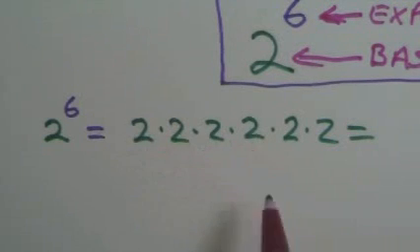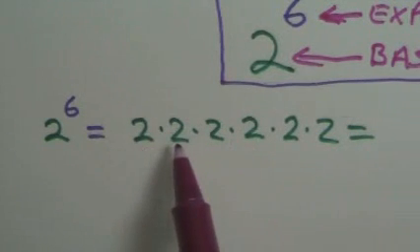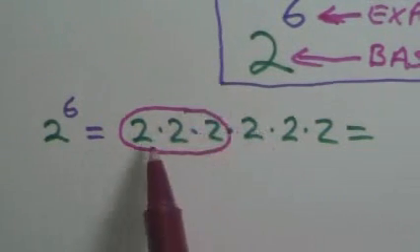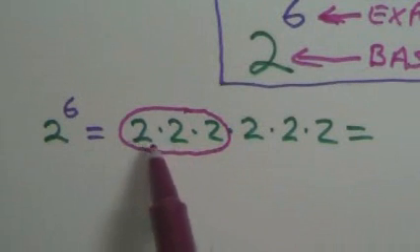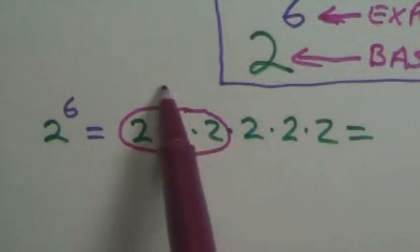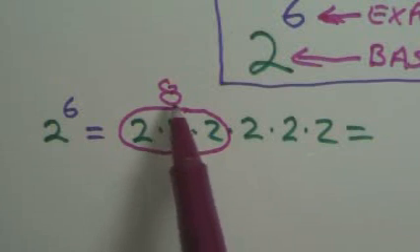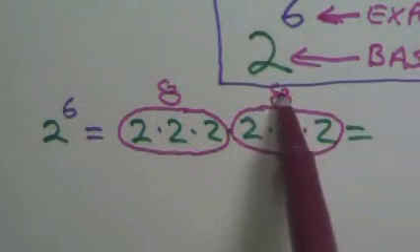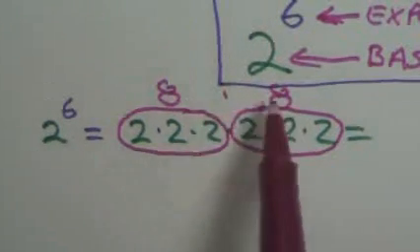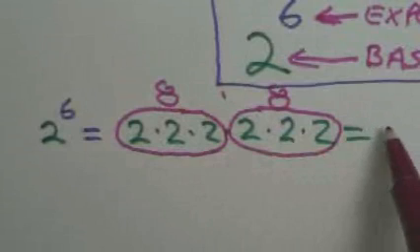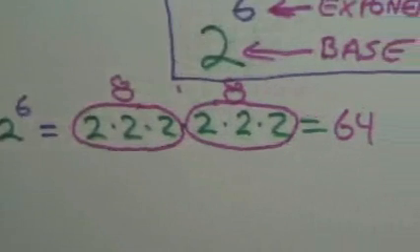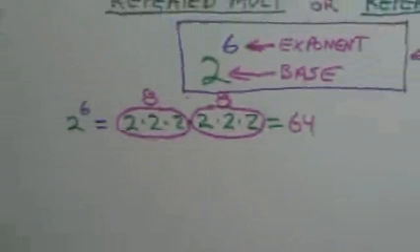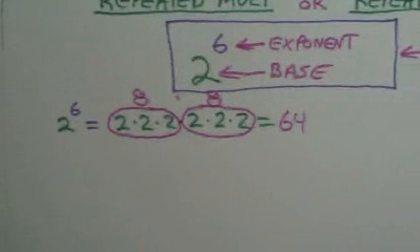Now the easiest way to multiply these is instead of going 2 times 2 times 2, group them up. So if I have 2 times 2, that's 4, and 4 times 2 is 8. This right here is 8. It's not 6, by the way, it's 8. Then you have another group of 2's, and that's also 8. So you just multiply those two together. 8 times 8 is 64. So our answer is 64. If you simplify 2 to the 6th, it's 64.